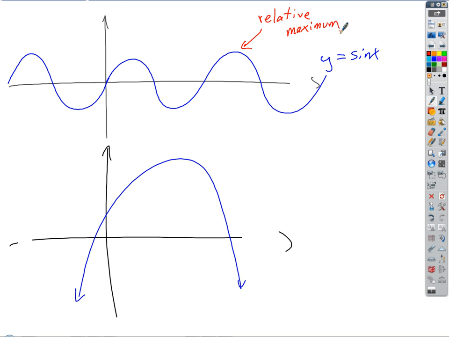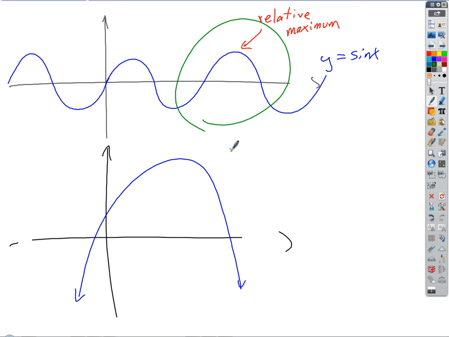It's a maximum. Agreed? Now, are there other maxima here that might be as high as that? Sure, if we look out in the distance. But immediately speaking, in the neighborhood of that point, it is the highest point, isn't it? That's what we call a relative maximum, because it's the highest point locally speaking.